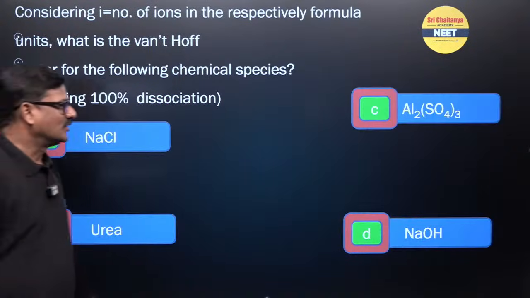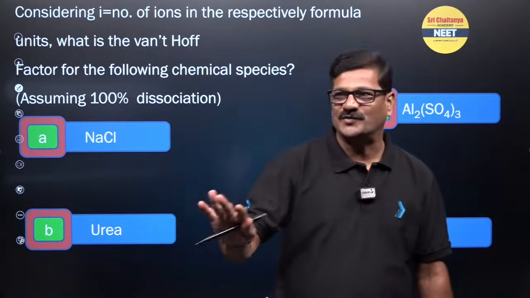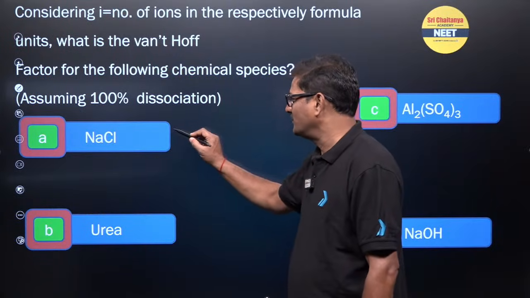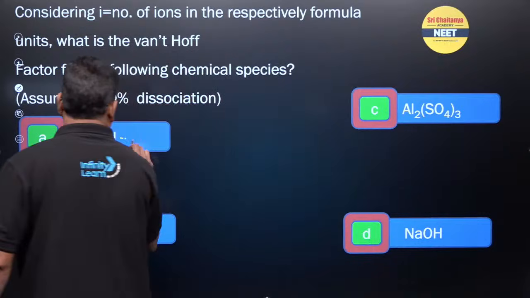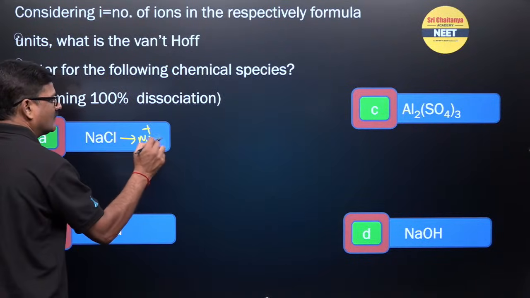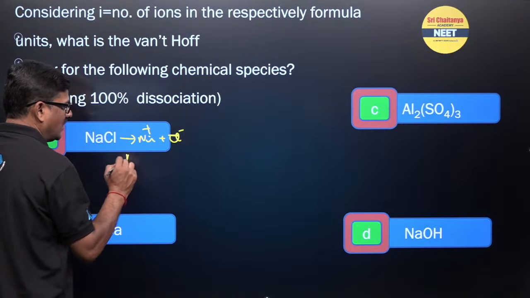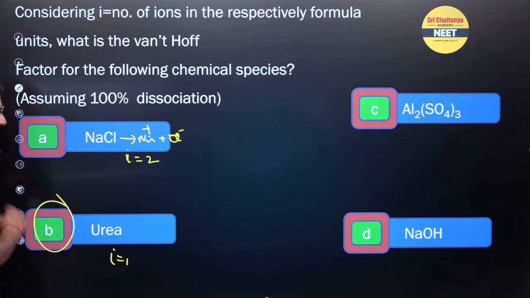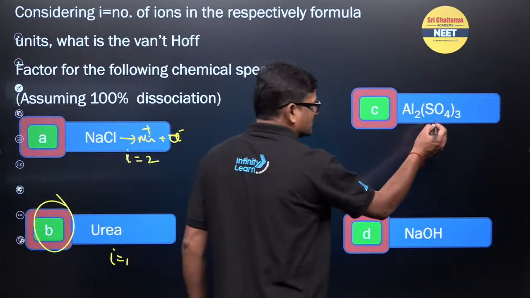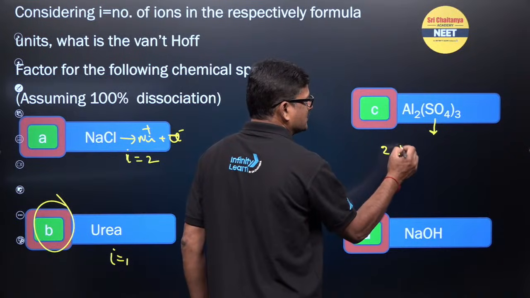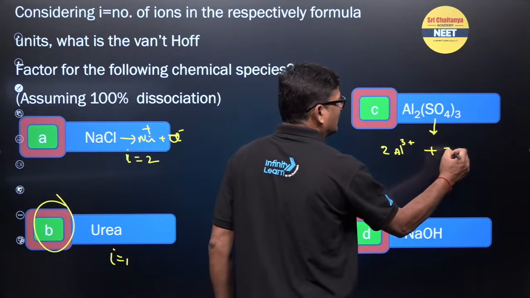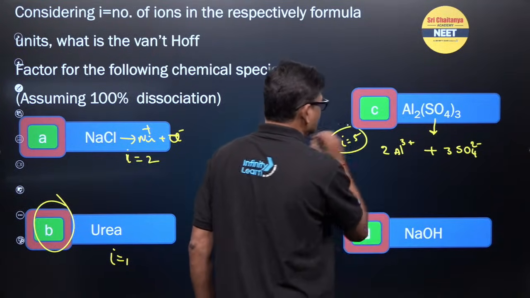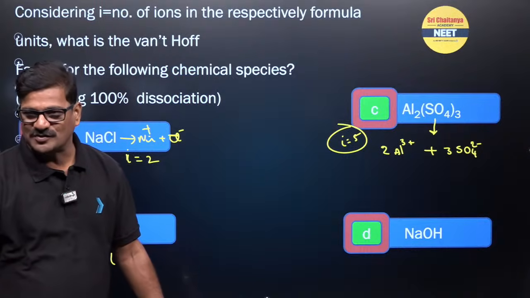If it is 100% dissociated, what is the situation? NaCl is going to give Na plus and Cl minus, so i is equal to 2. Urea, i is equal to 1, non-electrolyte. Al2(SO4)3 gives 2Al3+ and 3SO4 2-, so i is equal to 5. Like that, sodium hydroxide, again i is equal to 2.